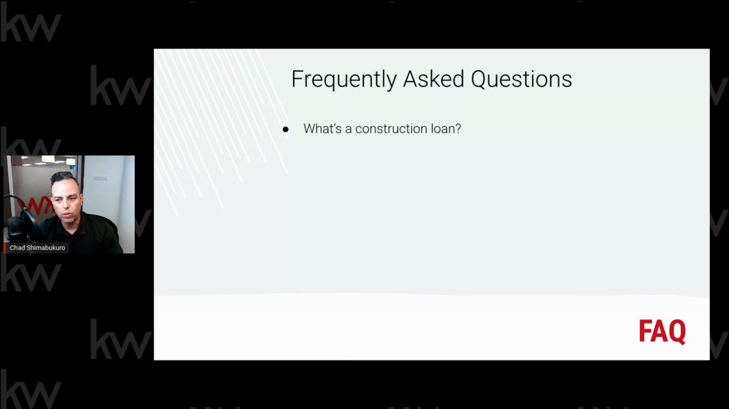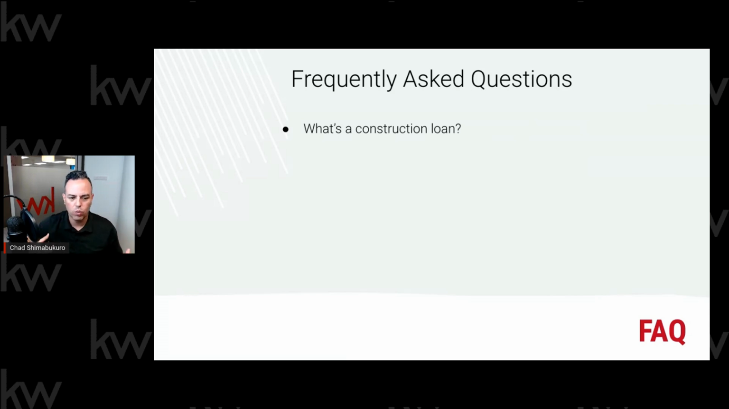What's a construction loan? A construction loan is a type of financing. Let's say that you have raw land, or a property that needs work to whatever extent. A construction loan, which I think I showed the stat, there weren't many construction loans, maybe 10 or 14 or something like that in 2020.